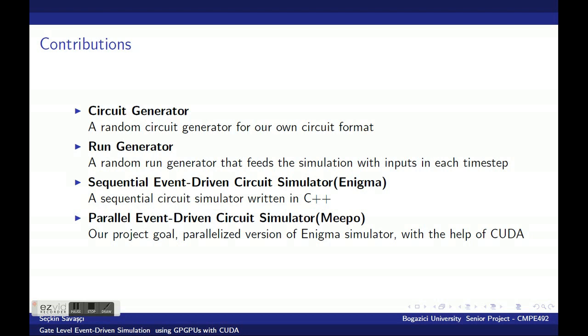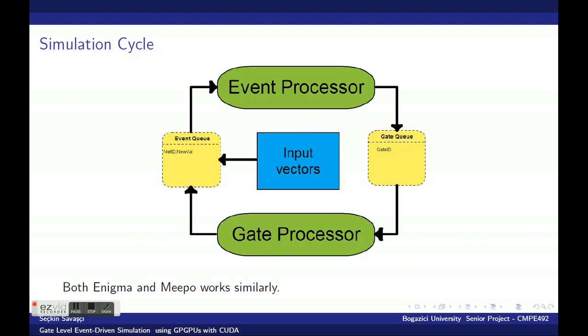generator which creates input vectors for my simulator. For comparison reasons, I first developed the Enigma model, which is a sequential event-driven simulator written in C++. And for my project goal, I created, codename Meepo, which is a parallel event-driven simulator. With the help of CUDA, I parallelized it. And both Enigma and Meepo work the same. They have two major parts, an event processor and a gate processor.